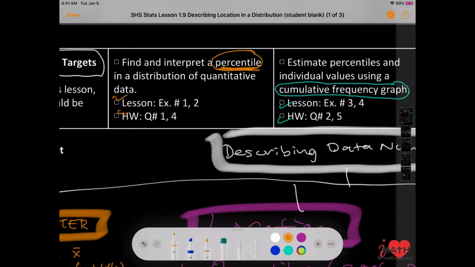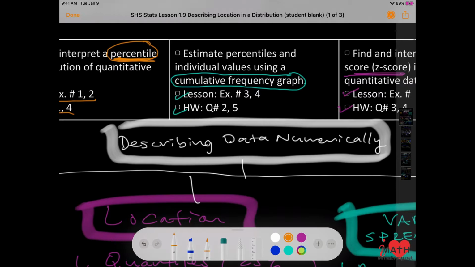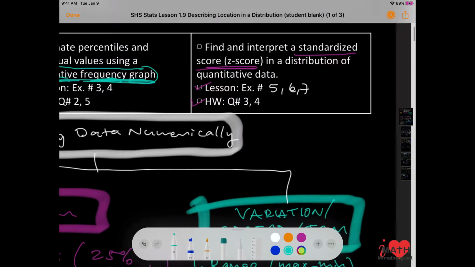I did something new here. You can locate these lessons. So the idea of percentile is found in lessons in the 2 examples below, and then also in questions 1 and 4 in your homework. Estimate percentiles and individual values using something called a cumulative frequency graph. So we're going to use the previous concept of frequency, but now add this idea of cumulative, and then find and interpret standardized scores, z-scores, in a distribution of quantitative data, and you can find those in the lessons and homeworks below.